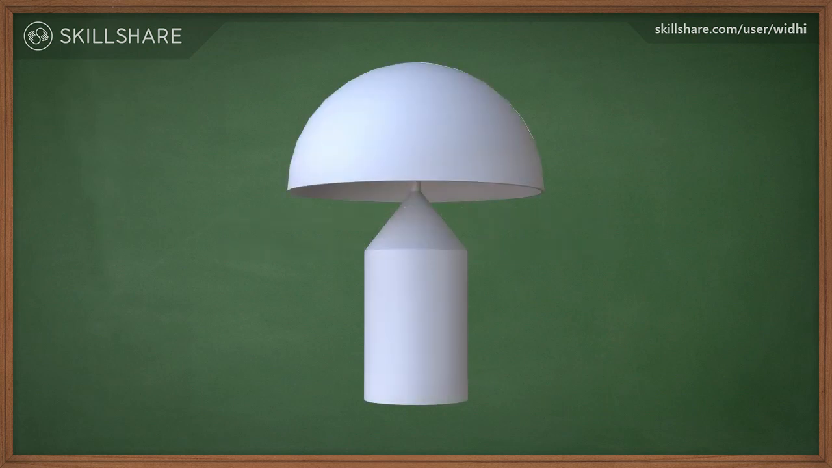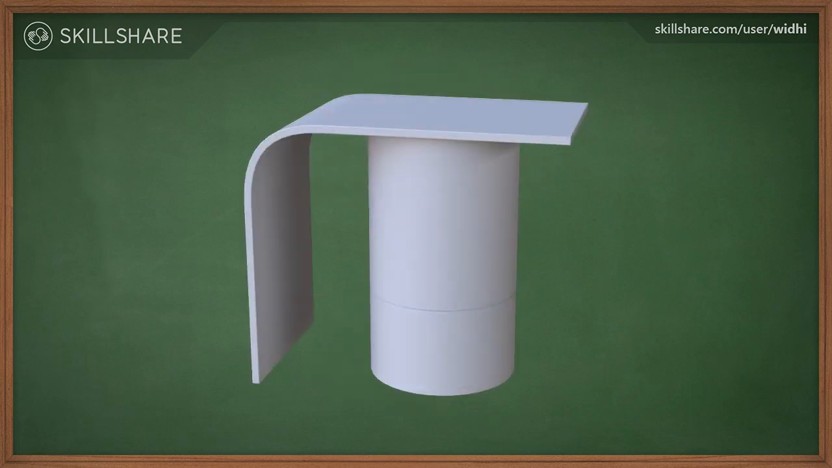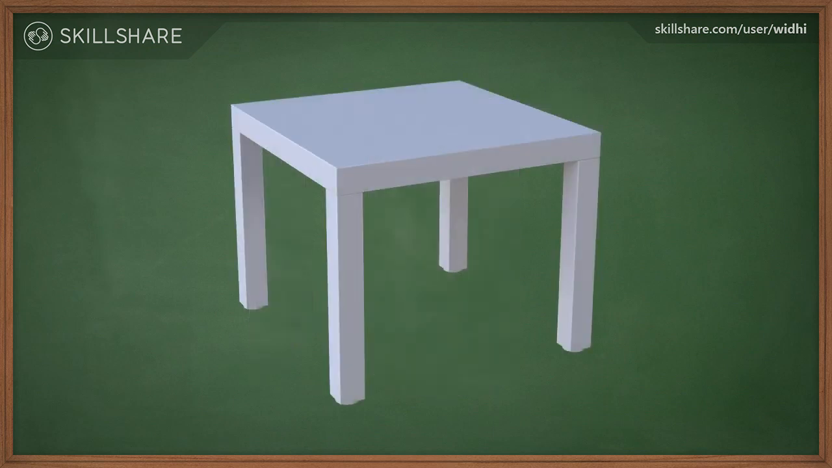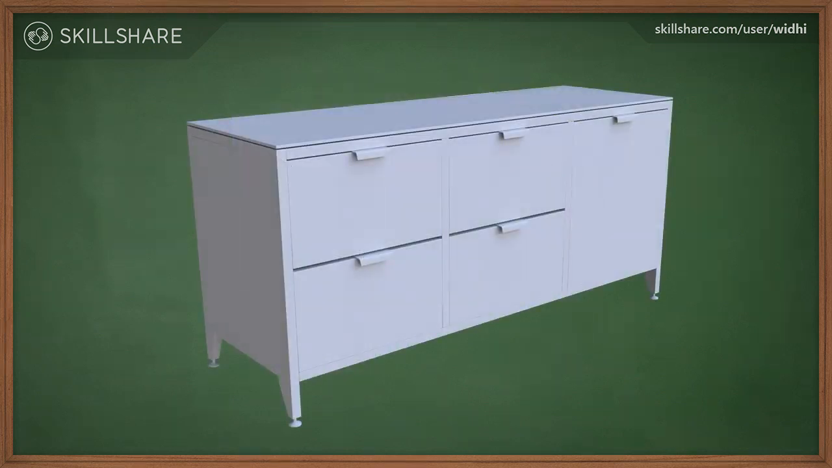First, you will model this table lamp product called Oluche Atolo. Then, you will create this tool product called Temtem. Then, you will learn how to create this unique side table called Etna. Then, learn to model another table called Leg. After that, you will create this kitchen counter product called Work.